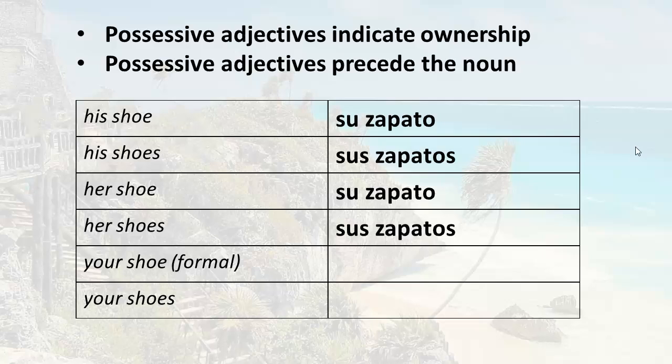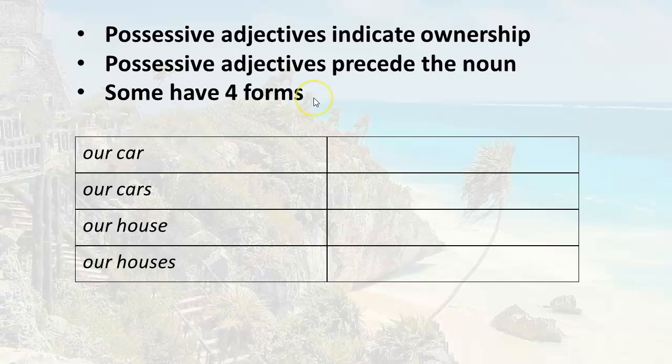Your shoe, now remember this is the formal you. When you address someone using usted, if you want to say your, it has to be su zapato. Your shoes, sus zapatos.